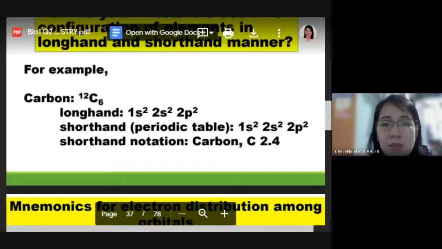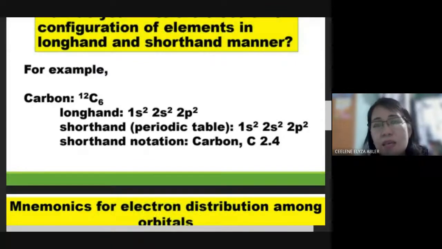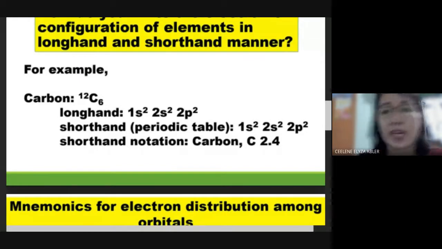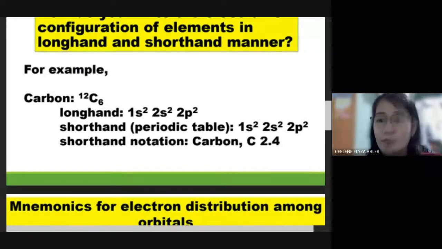Always yan siya ma-mention. And you have to understand the fundamentals before you go into the advanced na mga topics. Okay? Understanding is very important. Kapag sa biology, yung fundamentals ang key to understanding everything.